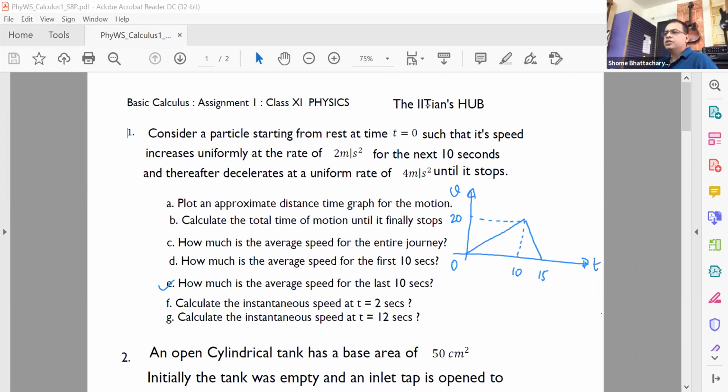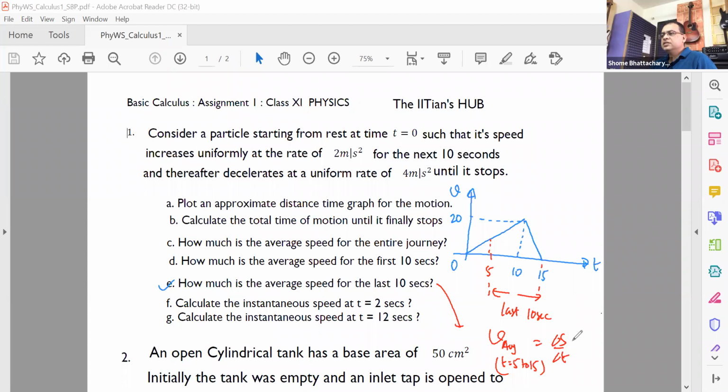So in this now, what is the last 10 seconds of motion? This is the last 10 seconds of motion. So for this interval of time, I have to calculate average velocity. So this part is from t equal to 5 to 15. So that will be the distance divided by the time.